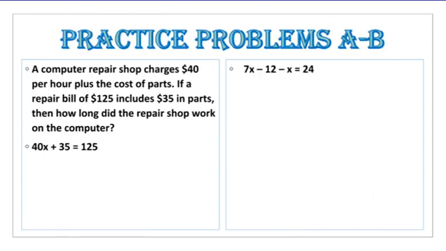A computer repair shop charges $40 per hour. That's how they get the 40x here. Plus the cost of the parts, so plus 35. If the repair bill of $125 includes $35 in parts, then how long did the repair shop work on the computer? So this plus 35 is because it included the $35 in parts, and the whole thing costed $125.